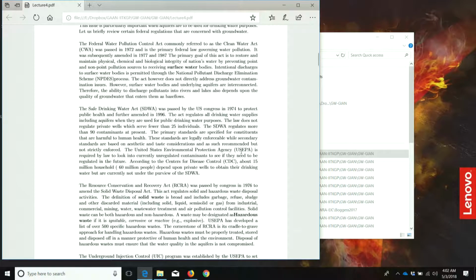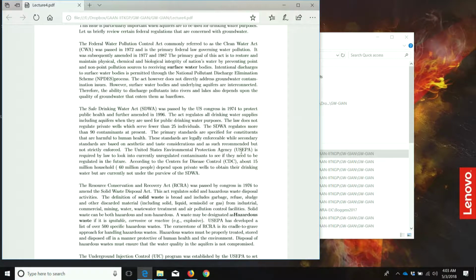Before we get to that, there was another act passed, and that act was what's called the Safe Drinking Water Act, or SDWA. This was passed in about 1974, and got amended several times. 96 was once. What it basically says is that all drinking water supplies, if you are going to use a source of water as a drinking water supply, you have to meet certain standards. Okay, so the Safe Drinking Water Act at present regulates about 100 contaminants, like 90 plus contaminants.